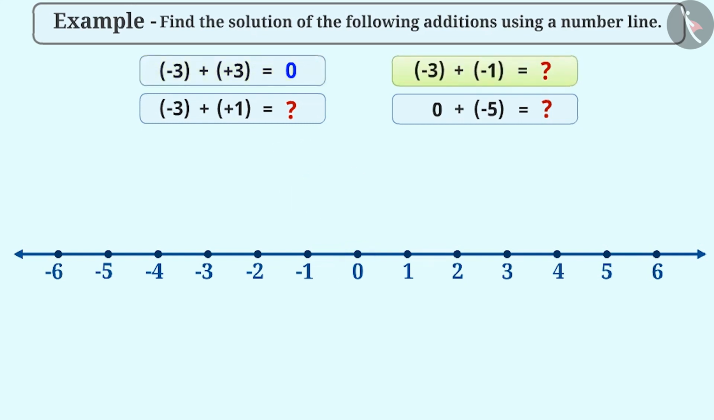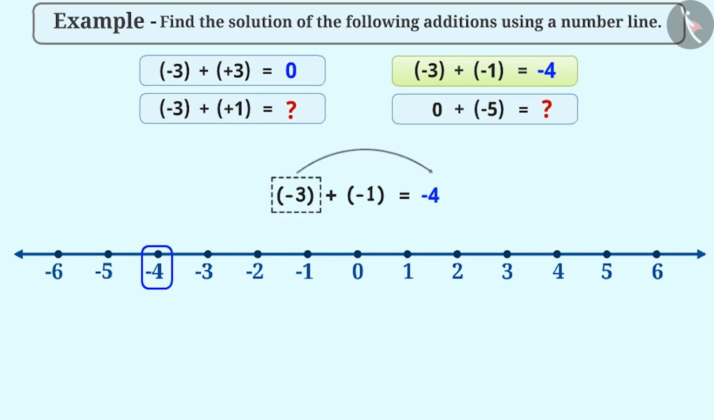For addition of minus 3 and minus 1, we first move 3 steps to the left of 0, and then we move 1 step to the left again and reach minus 4. Thus, it is the result of minus 3 plus minus 1. When we add minus 1 to a number or move 1 step to the left, then we get the predecessor of that number.